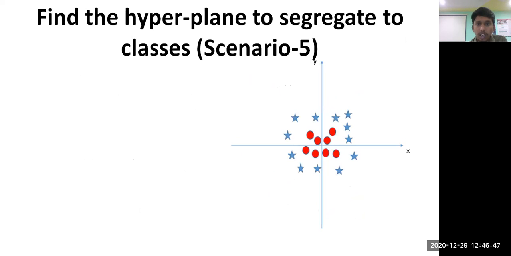Okay. So now this is scenario number 5. Now find the hyperplane which segregates the two classes. Is it possible for me to select a proper hyperplane now? Yes. Okay. So now this is a scenario where it is very difficult for us to construct a hyperplane, that is a linear hyperplane.